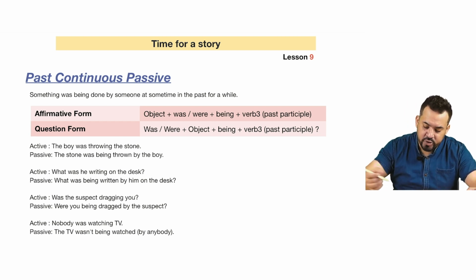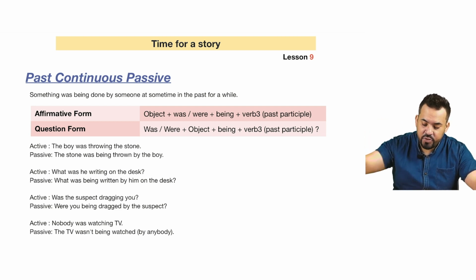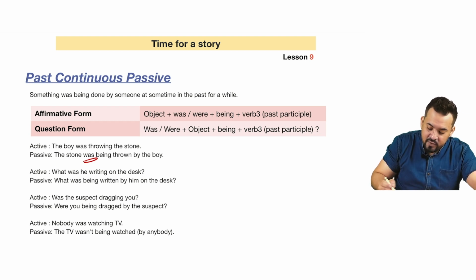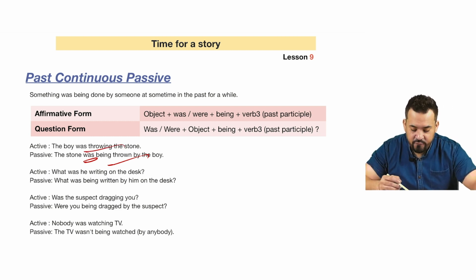The boy was throwing the stones. The stone was being thrown by the boy. Was, because the stone is single. Being, to replace the ing. Thrown is the past participle form of throw. Let's take a look at a question format.